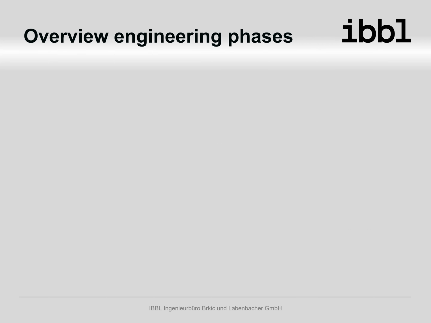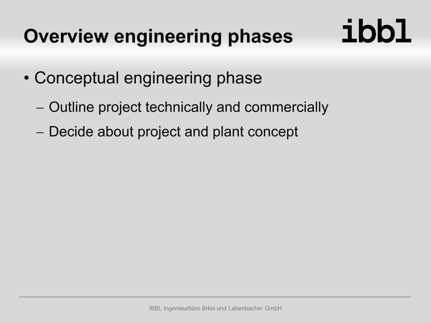When speaking about three engineering phases in a plant construction project, let us first name the phases and what the targets are. In the first phase, the conceptual engineering phase, the project shall be outlined technically and commercially. The engineering provides data to decide about further development of the project and to select the plant concept.